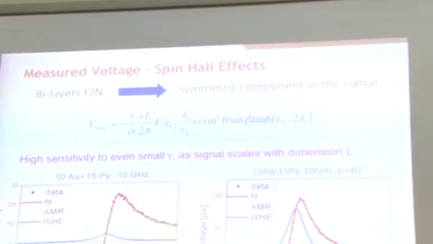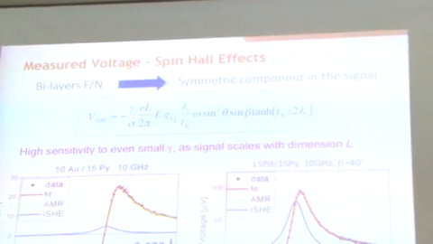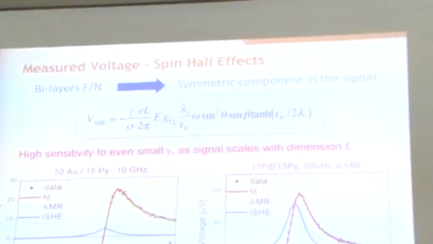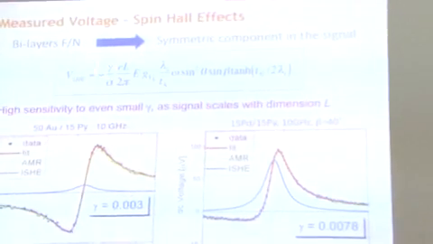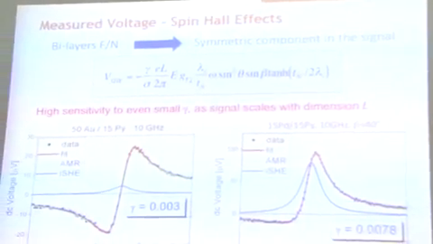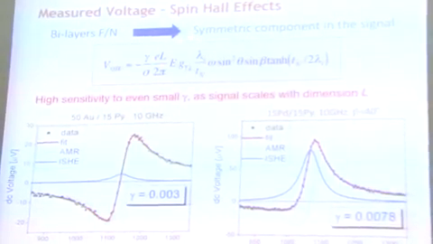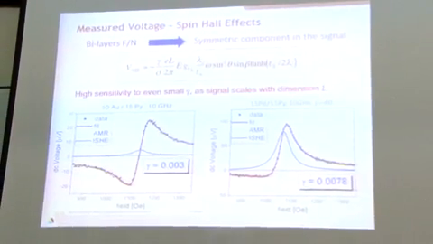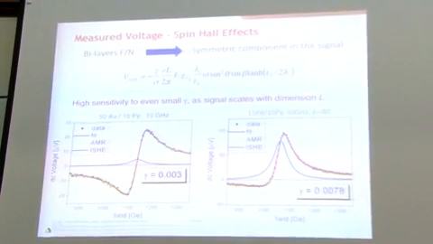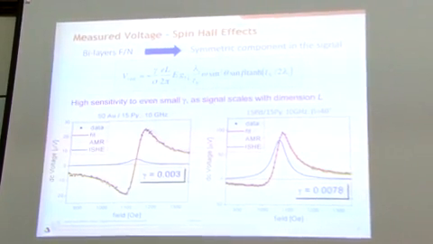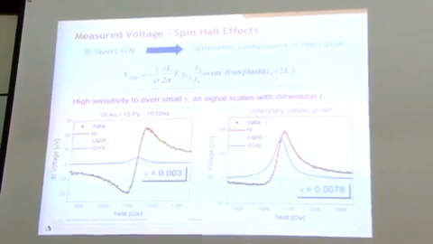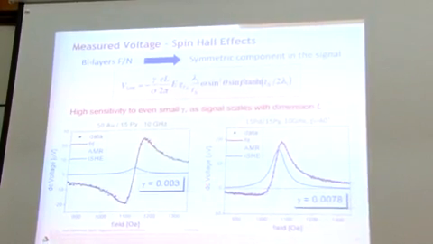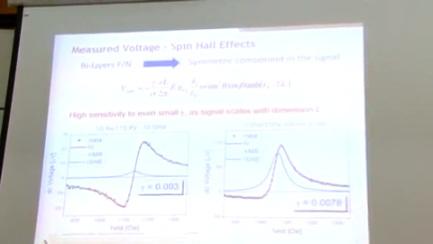What is important is it's directly proportional to the spin Hall angle. So the magnitude of this blue signal tells you immediately what the spin Hall angle is. And it's also proportional to the length of the device. So if the spin Hall angle is very small, we only have to make our device longer to get a bigger signal. And the signal here that we get is pretty nice. I mean, it's a couple tens of microvolts, so it's very easy to measure.